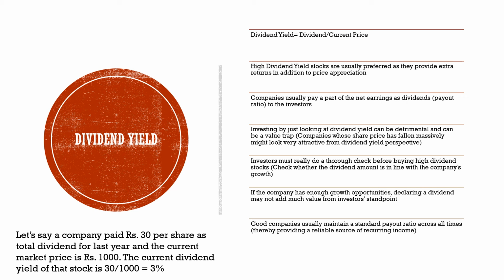The point which I'm trying to highlight here is to check whether the dividend amount is in line with the company's growth. Sometimes, and again, all these things boil down to capital allocation, which I have been talking about quite a lot, because all these things boil down to how you can add value from the shareholders' perspective. So let's assume that a company is declaring a dividend.